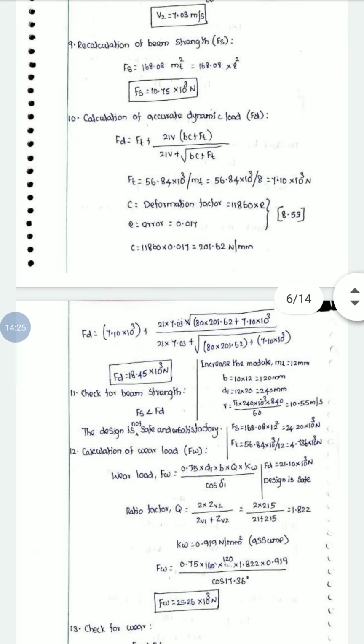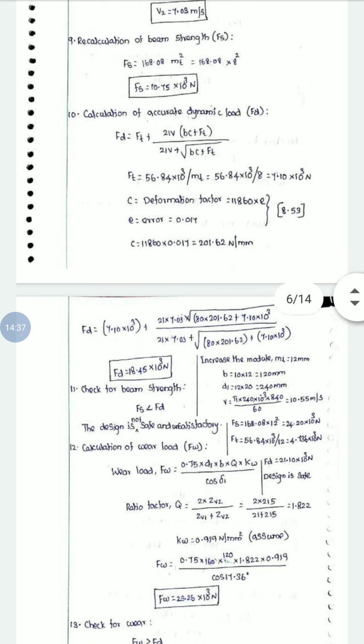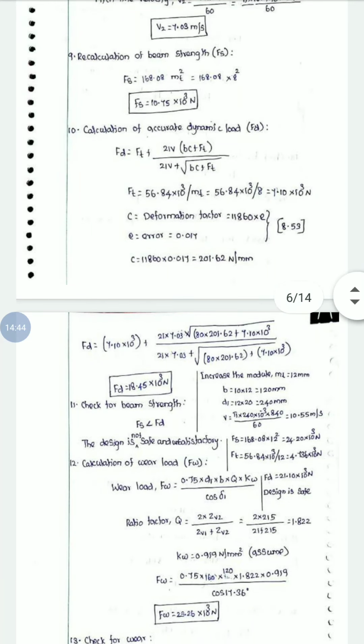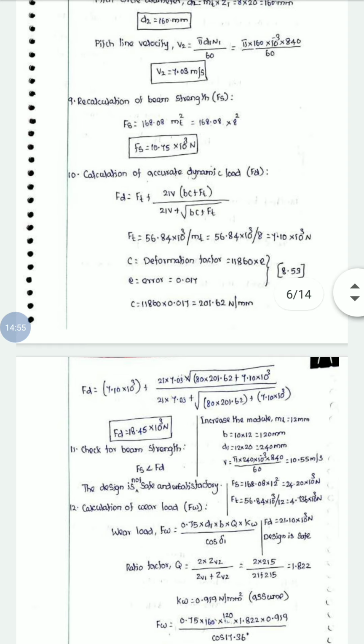The next step is the calculation of dynamic load, that is FD. This formula is also in data book page number 8.51. FD is equal to FT plus 21V into BC plus FT divided by 21V plus root of BC plus FT. We already found FT, that is 56.84 into 10 power 3, the tangential load. Divided by MT, the value now is 7.10 into 10 power 3 Newton.